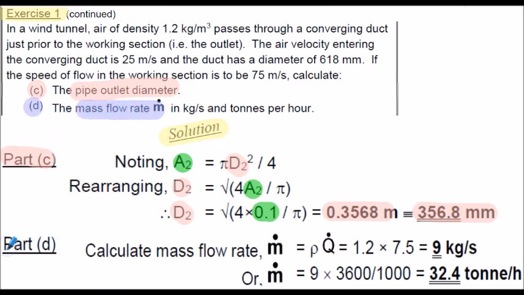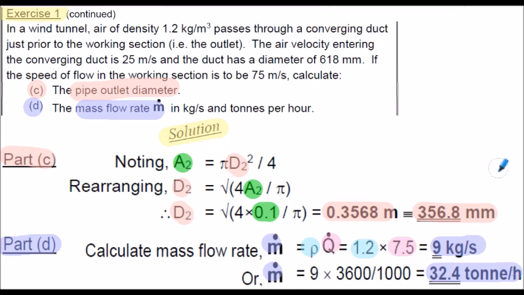Part D, we've got to calculate the mass flow rate, m dot. So part D, shown here, m dot is equal to the mass density, symbol rho, multiplied by the volumetric flow rate, q dot. Inserting the values, we've got a mass flow rate of 9 kilograms per second, which has also been converted here into a mass flow rate of 32.4 tons per hour.